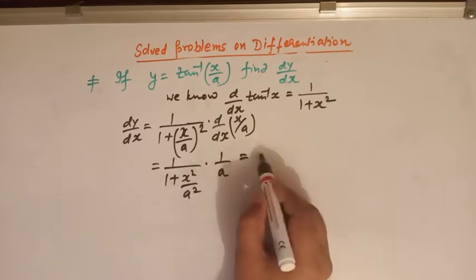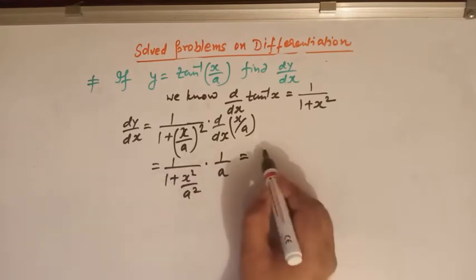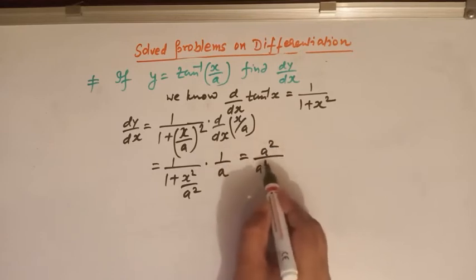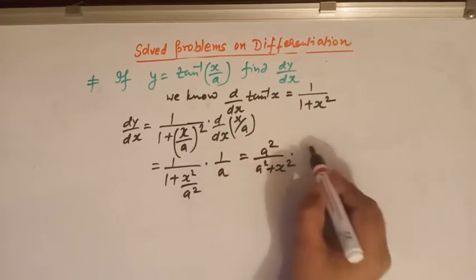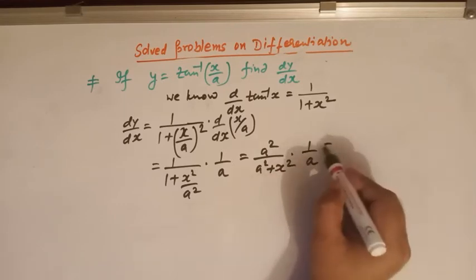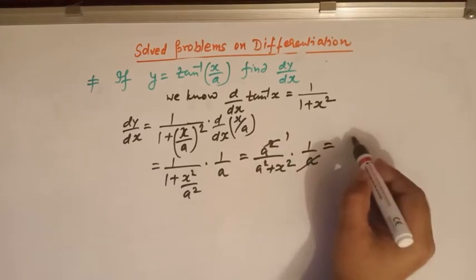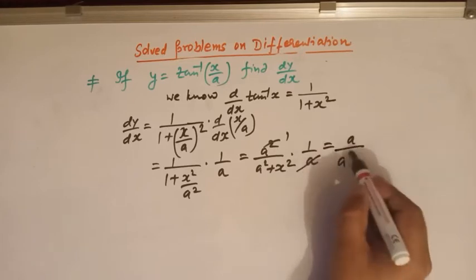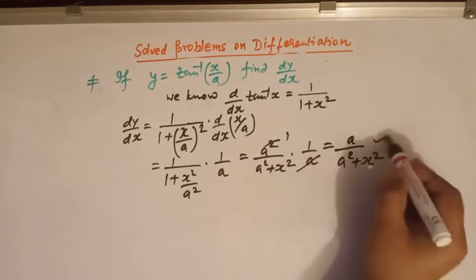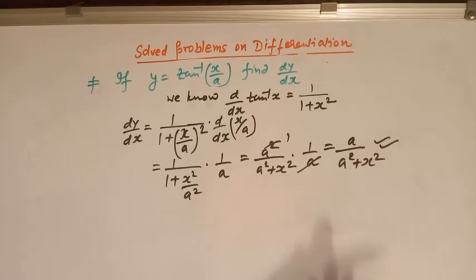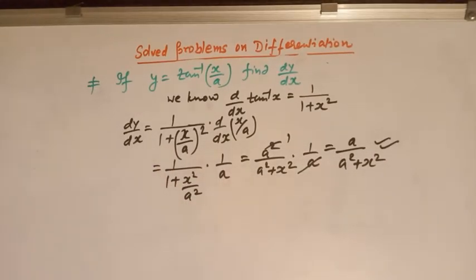Then we simplify this expression, so we have a square over a square plus x square multiplied by 1 over a, and here we cancel this a, and we are left with a over a square plus x square. So this is the required value of dy over dx. Clear?